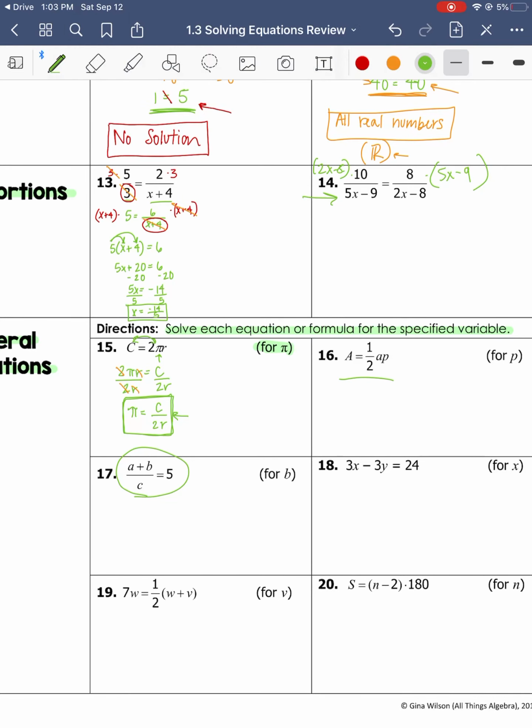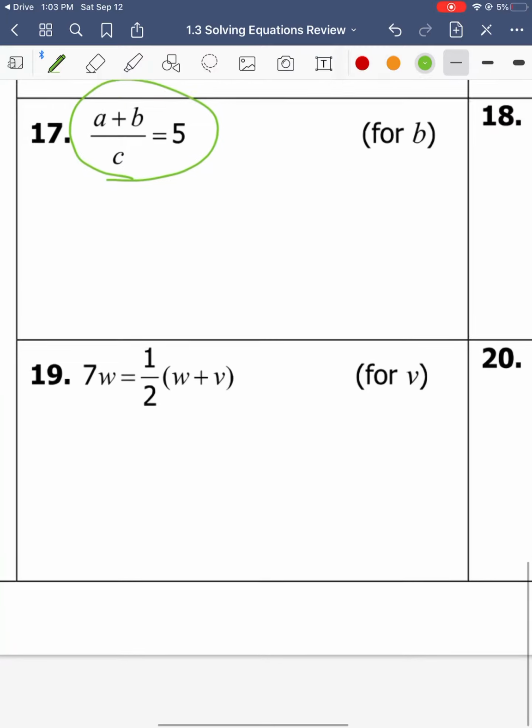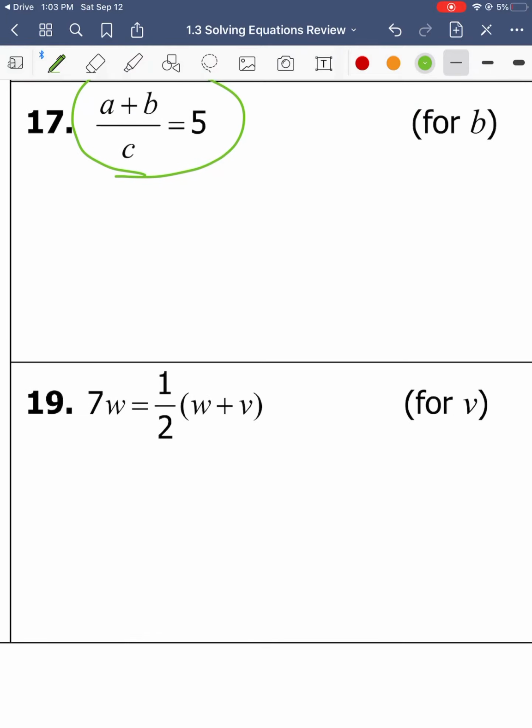So let's look at one more problem. This number 19 looks a little bit more complicated. So let's look at this one, okay? So it's asking us to solve for v. So we want to isolate v, and v is over here on the left side. So I'm just going to switch sides like I did last time. W plus v, I'm keeping everything the same. I'm just switching what is on each side of the equation, okay? This is an equal sign. Okay.